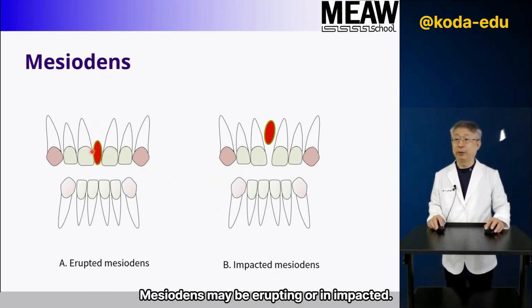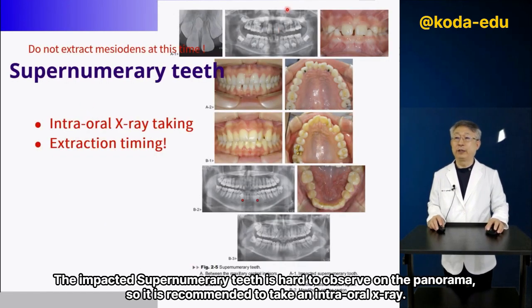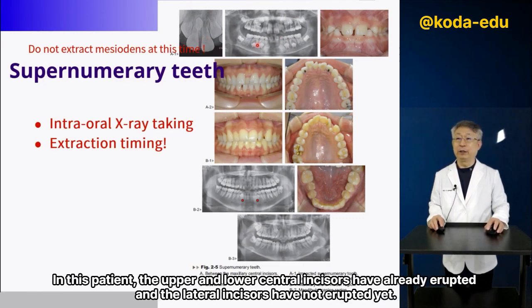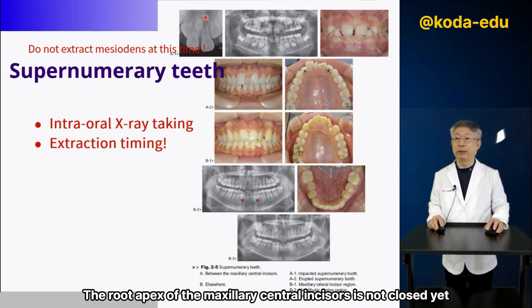Mesiodens may be erupting or impacted. The impacted supernumerary tooth is hard to observe on the panorama, so it is recommended to take an intraoral X-ray. In this patient, the upper and lower central incisors have already erupted, and the lateral incisors have not erupted yet. The root apex of the maxillary central incisors is not closed yet.